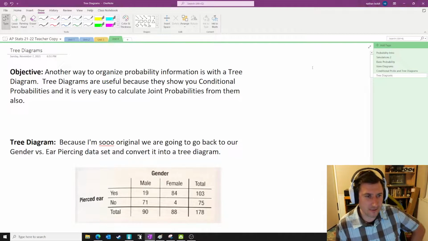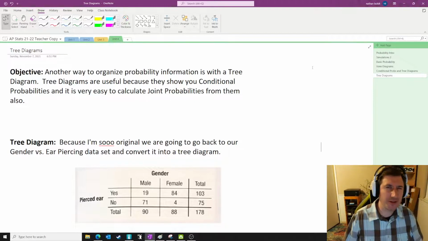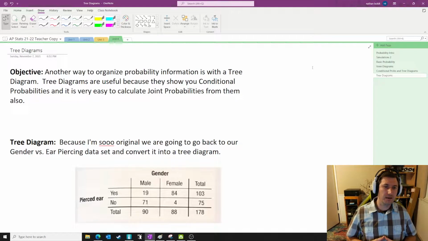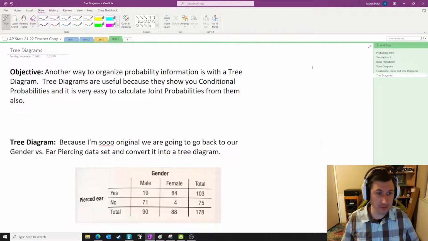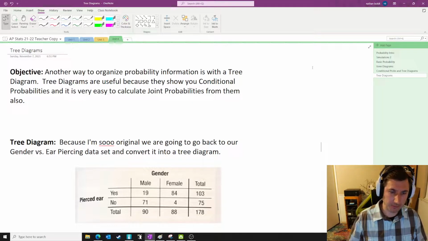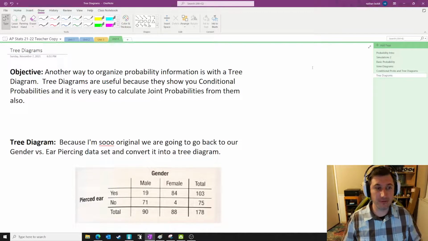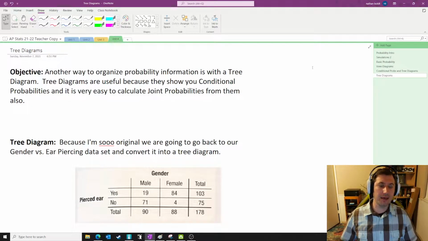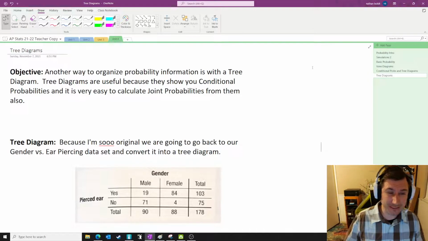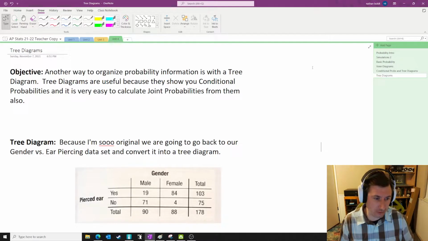Hello AP Statistics students. In this video, we're going to start taking a look at tree diagrams. It's another way to organize the information about probability for a scenario. Now, why do we need another way to organize probabilities? Well, this one's nice because the tree diagram has a lot of the possible conditional probabilities already in it. And once you have those, it's actually very easy to calculate your joint probabilities, the ands. So I want to make sure you see these and you know how to use a tree diagram.